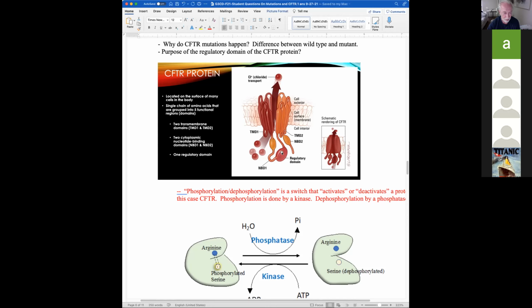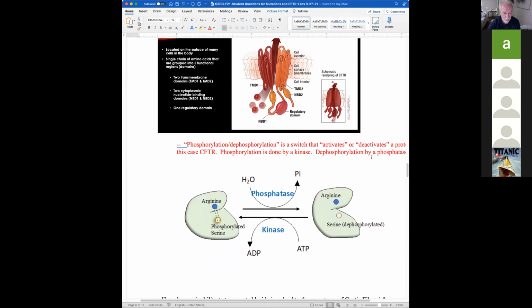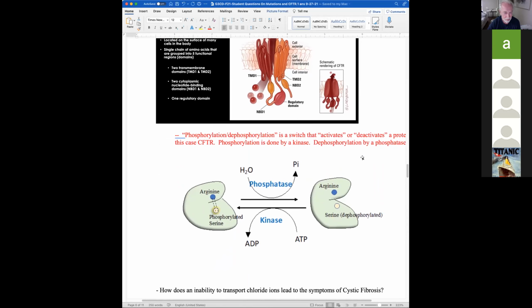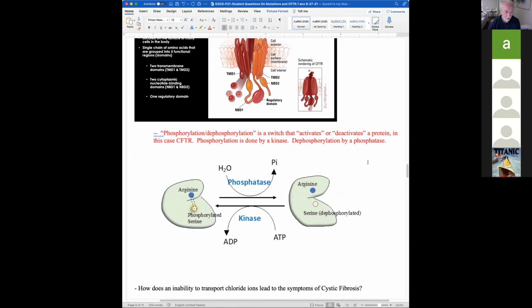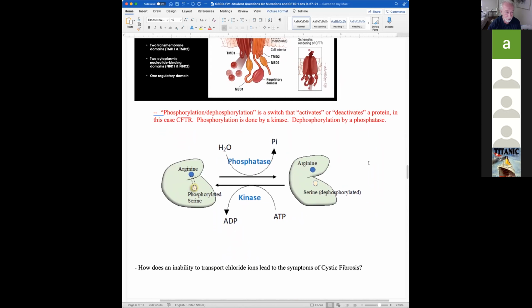And someone asked, okay, what does this do? Well, the regulatory domain is like a switch, and it's mediated by phosphorylation. This is really going a bit beyond what we will talk about in this course, but since someone asked, I thought I would give you a brief look at what a phosphorylation-dephosphorylation switch is. The phosphorylation is done by an enzyme called a kinase, and the dephosphorylation is done by another enzyme called a phosphatase.